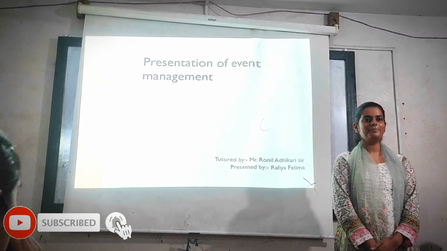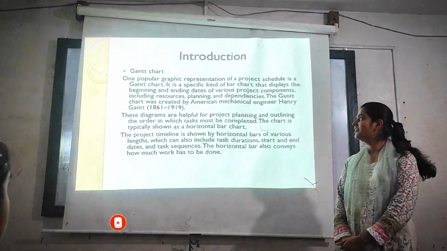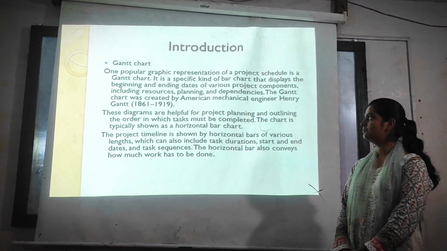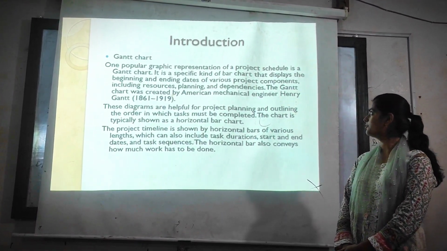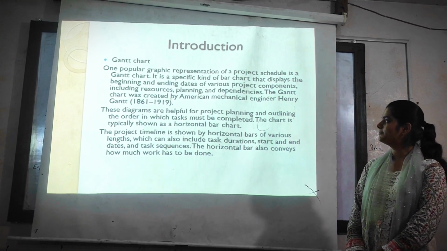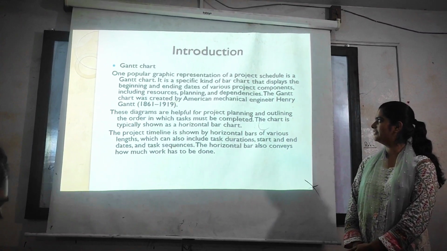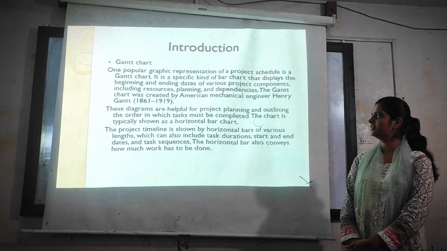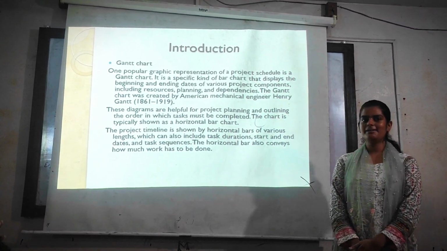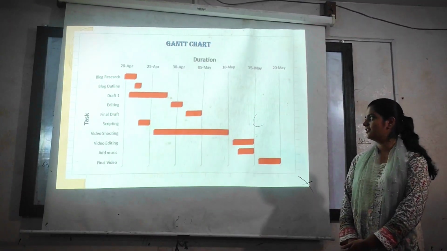So today my topic is on Gantt chart and brochure. Introduction. A Gantt chart is one of the graphic representations of a project schedule. It is a specific kind of bar chart that displays the beginning and ending dates of various project components, including resources, planning and dependencies. This is an example of a Gantt chart.